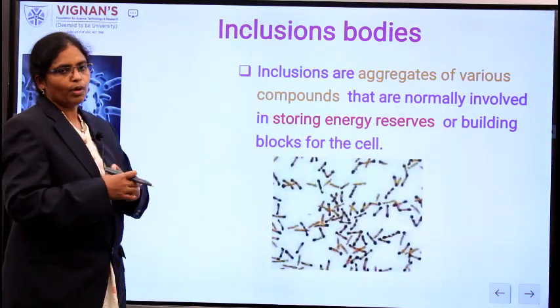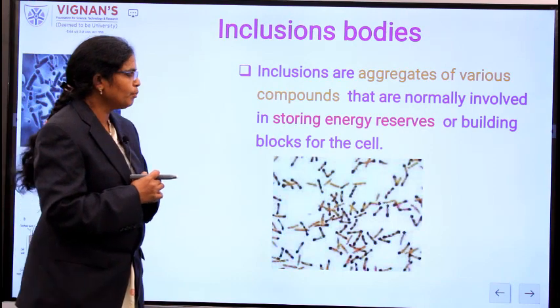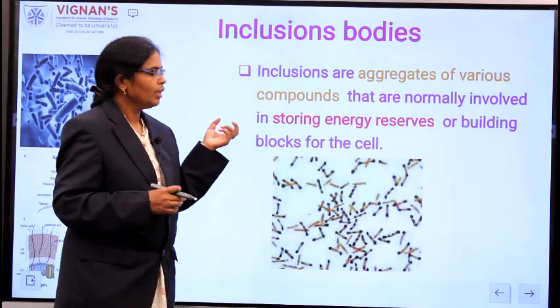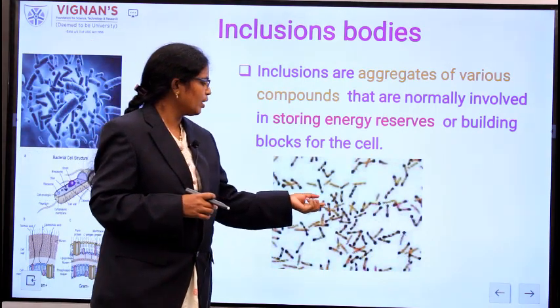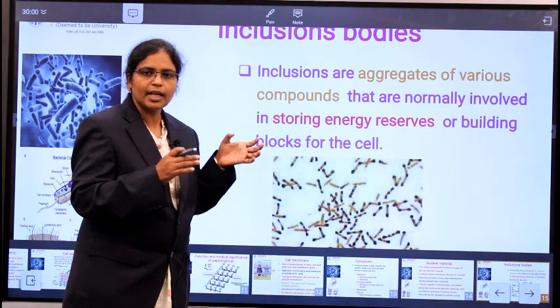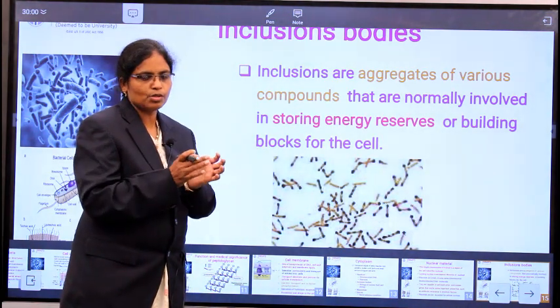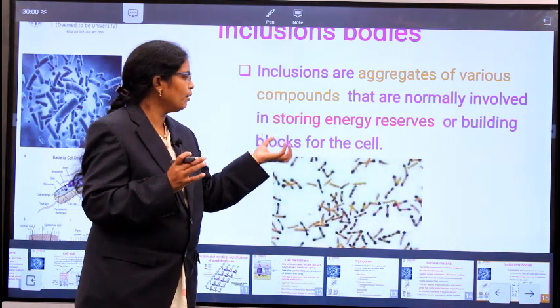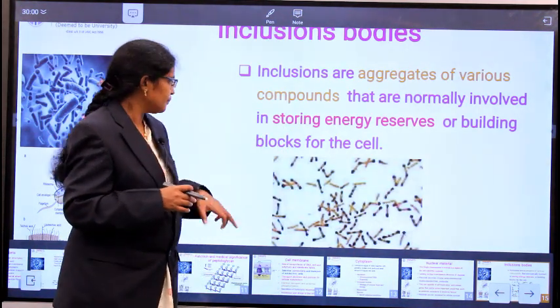And inclusion bodies. These inclusion bodies are nothing but aggregates of various compounds. So here in this picture you can observe, the black colored ones are the inclusion bodies. These are nothing but storage reserves, which store protein material and all compounds in the form of inclusion bodies.